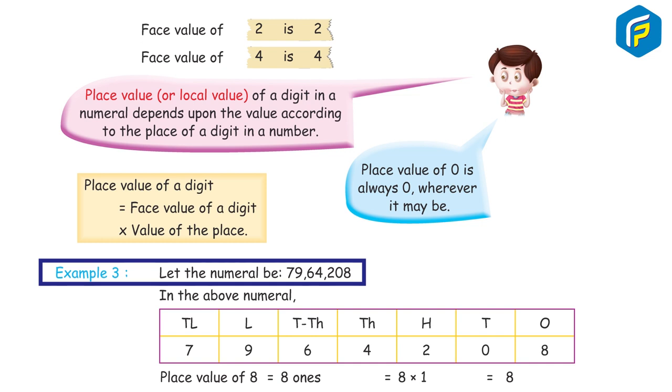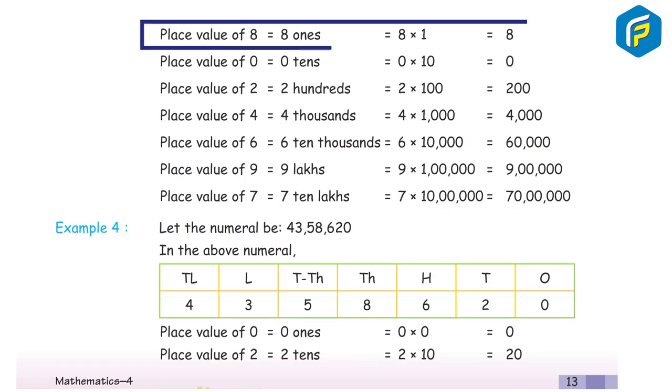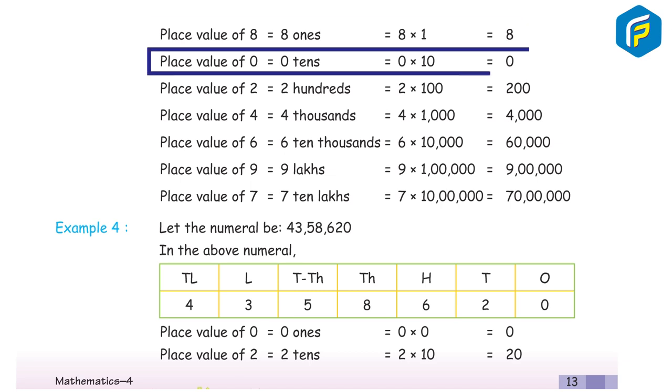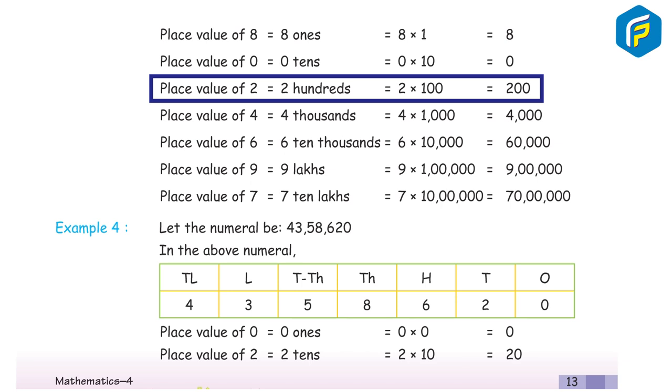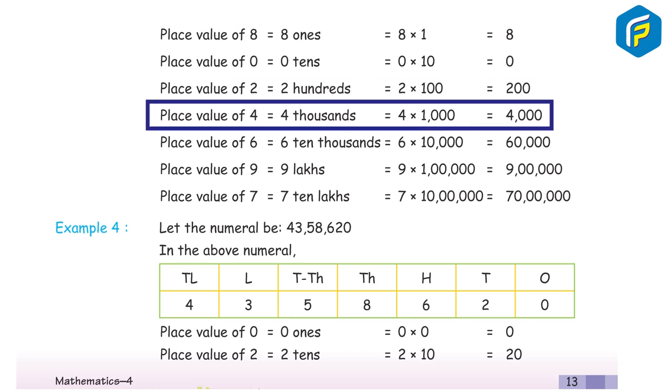Example 3. Let the numeral be 79,64,208. In the above numeral, place value of 8 is equal to 8 ones, which is 8 multiplied by 1, equal to 8. Place value of 0 is 0 tens, which is 0 into 10, equal to 0. Place value of 2 is 2 hundreds, which is 2 multiplied by 100, equal to 200. Place value of 4 is 4 thousands, which is 4 multiplied by 1000, equal to 4000.